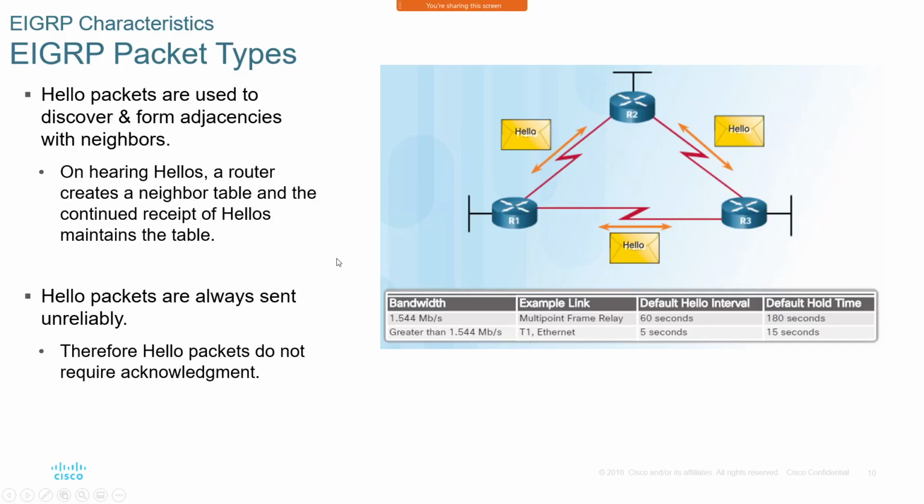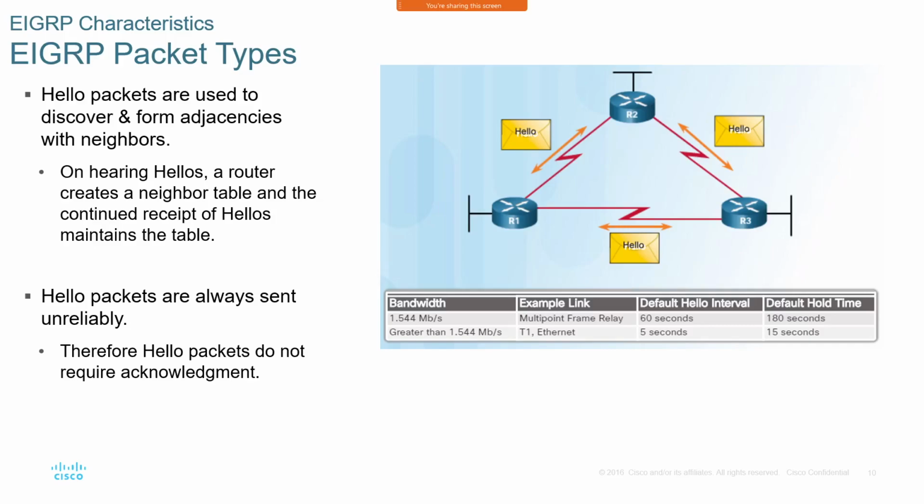On hearing hellos, a router creates a neighbor table. Once a router contacts another router successfully, it will register the other router as a neighbor, and this is saved into something we call the neighbor table. Hello packets are all sent unreliably. In other words, they are not required to have an acknowledgement. You send a hello message, and if you receive another hello message from another router, that means it's all good. You can form a neighborship with that router.